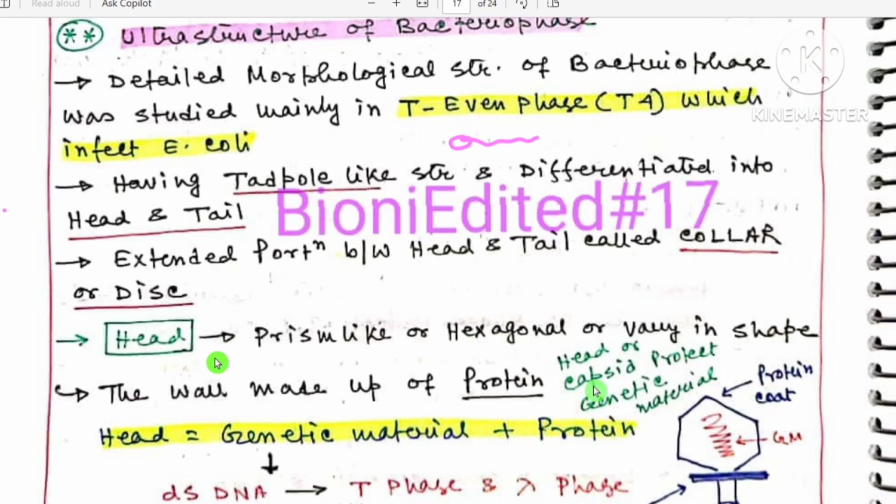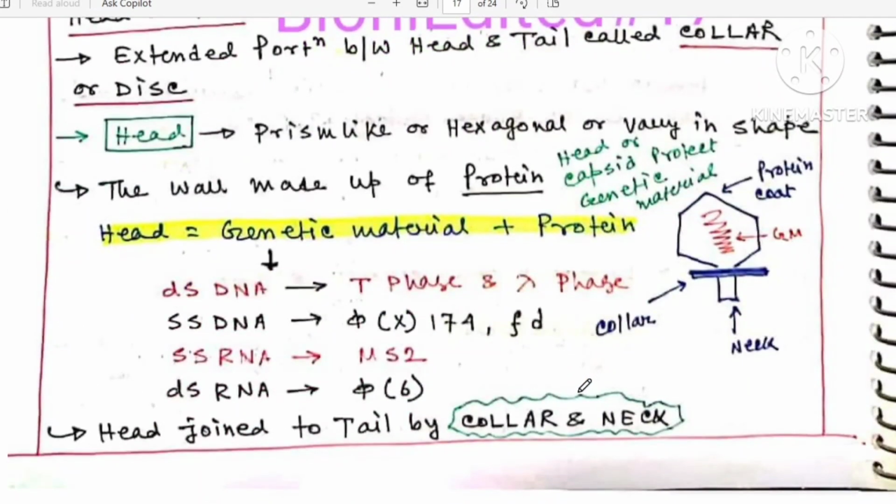Now first we will discuss the head. This is an important structure, and the head is prism-like or hexagonal. It may be prism-like and vary in shape in different bacteriophage, but in the case of the T4 phage it is a hexagonal structure. You can see this is a hexagon, and the wall is made up of protein. Obviously this is a protein coat, or capsid. The head or capsid protects the genetic material like in any other viruses.